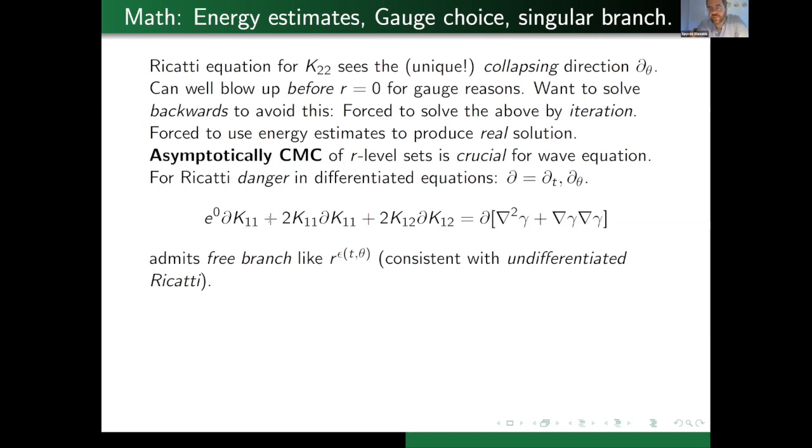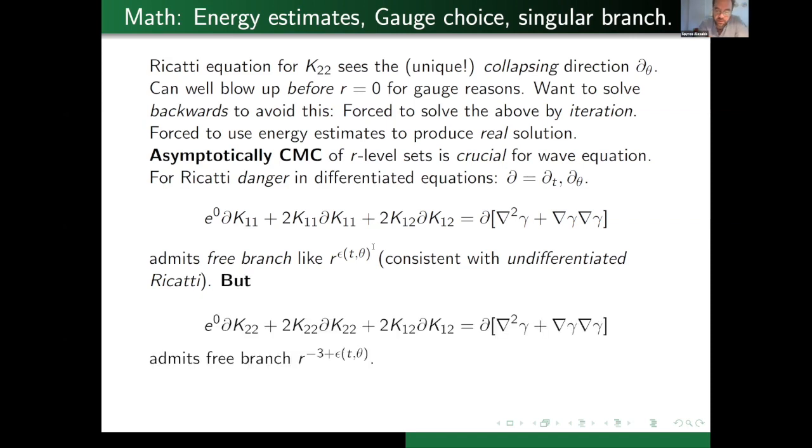When I work with Sobolev spaces and so on, I also need to control all these parameters in Sobolev spaces. In particular, I need to differentiate. So let me look at the differentiated equation. It admits a free branch, right? It's a linear equation on the first derivative, and it admits a free branch by general ODE theory, which is fully consistent with the free branch I had for the undifferentiated equation. That's for the defocusing part, the easy part, the expanding part.